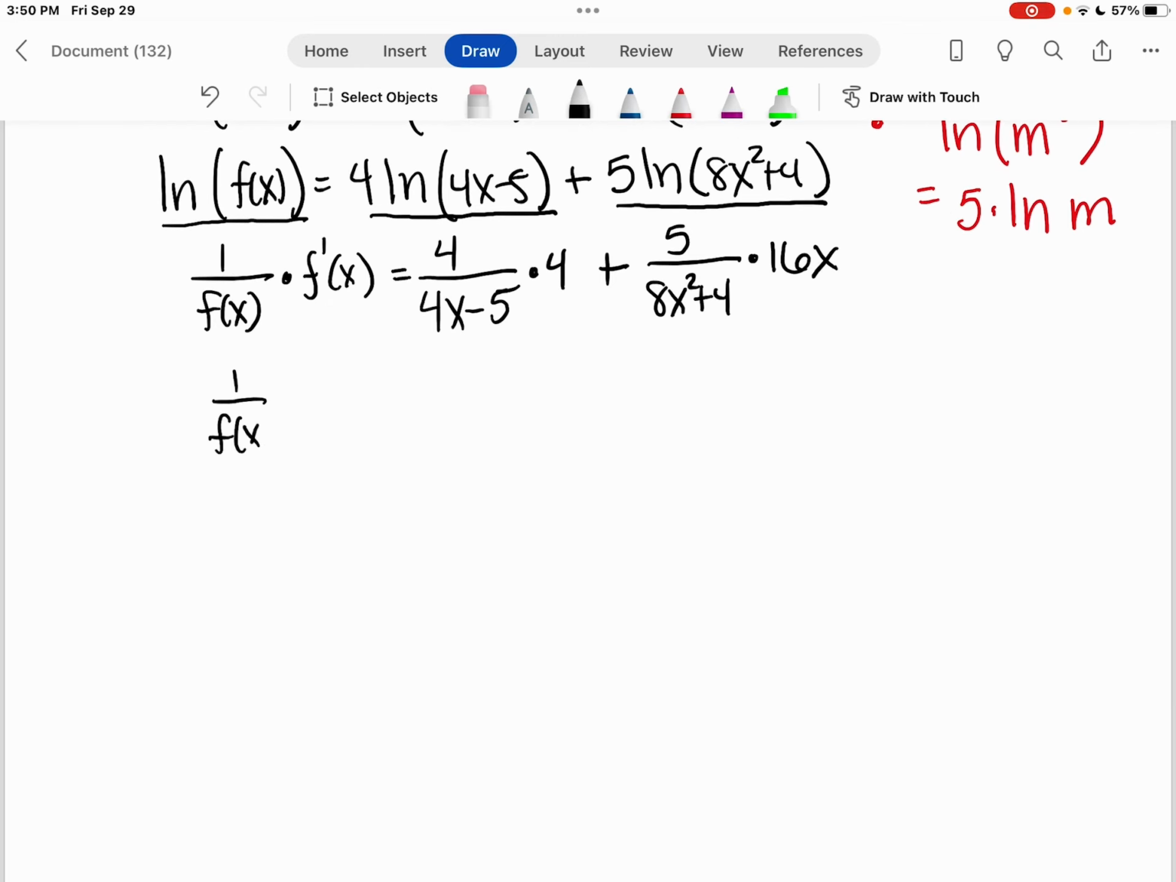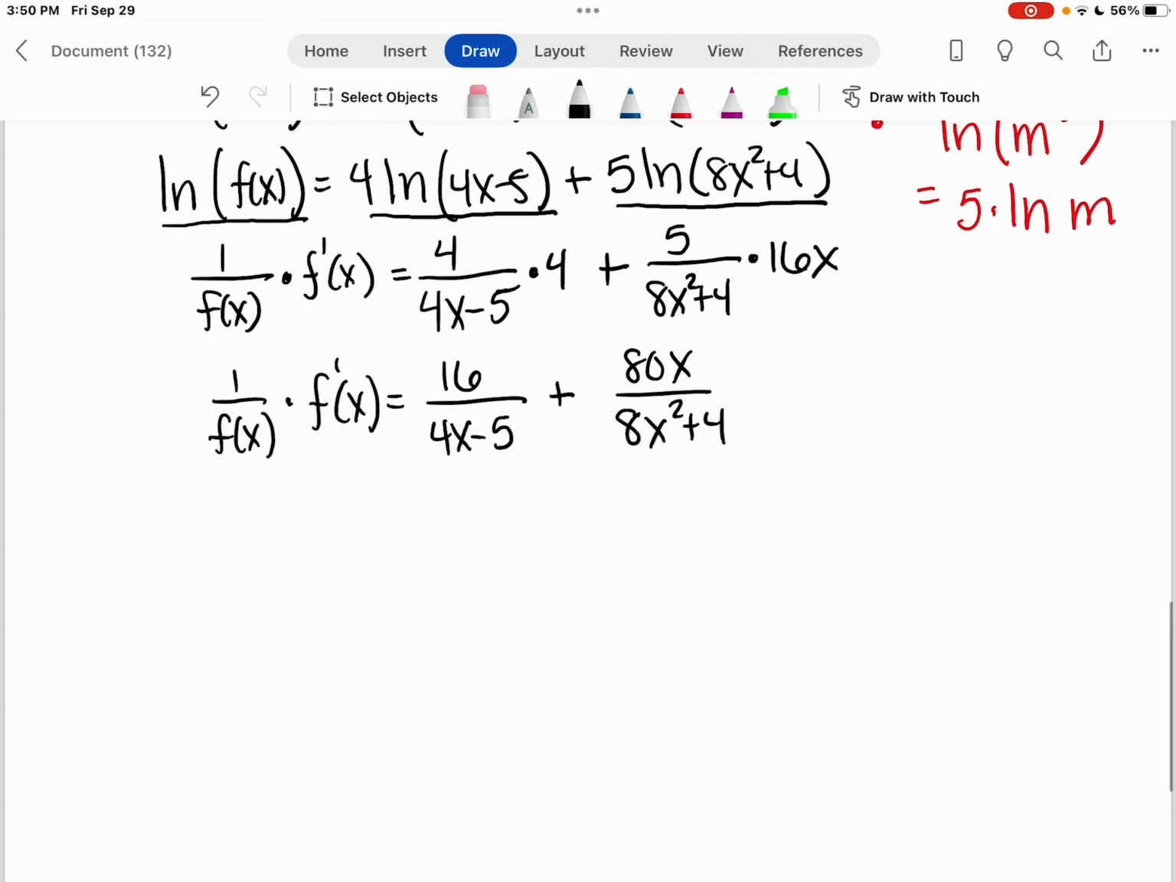So now I'm just going to have a couple more steps to finish this off. I'm just going to combine the 4 times 4. I'm just going to make this a little bit more cleaned up. So I have the 4 times the 4 that gives me 16, and that's over 4x minus 5 plus, and then I have 5 times 16x, that gives me an 80x on the top over 8x squared plus 4.